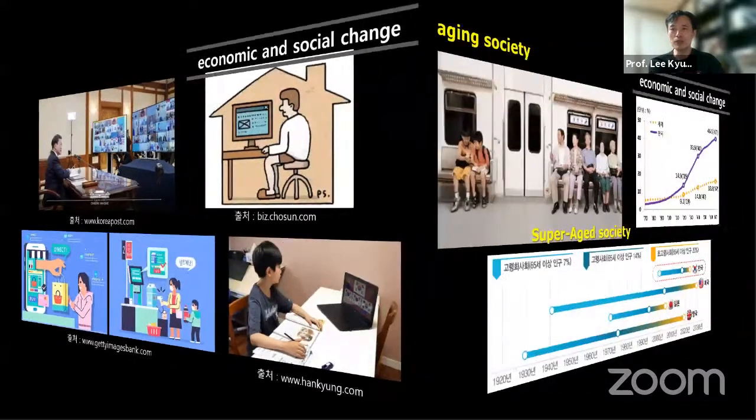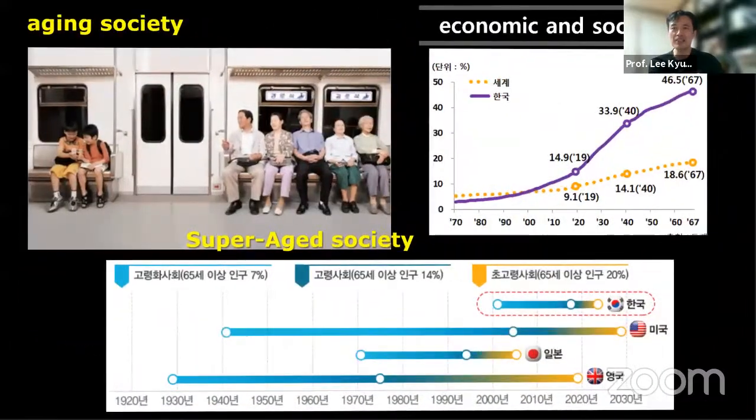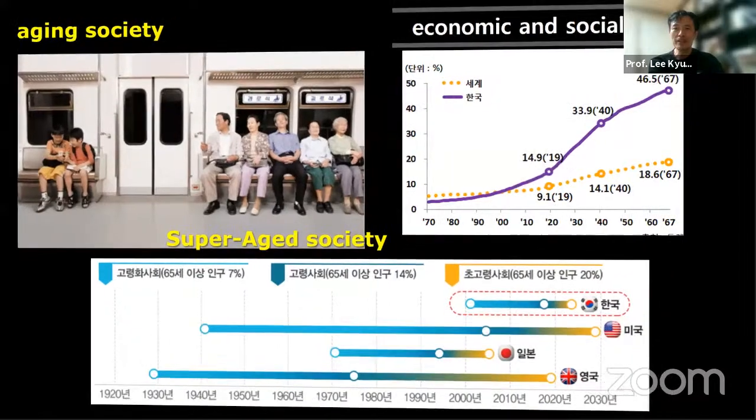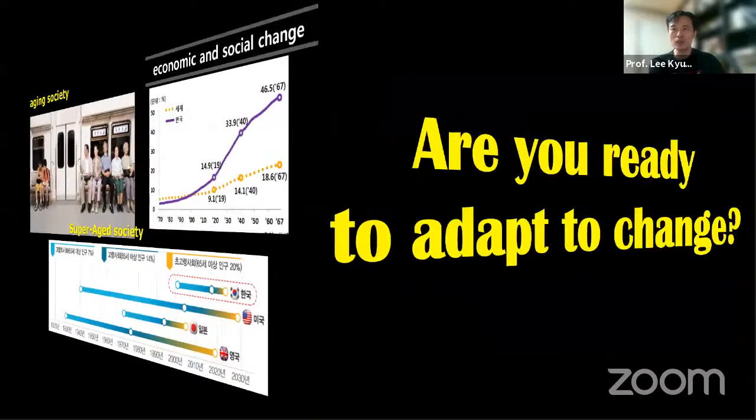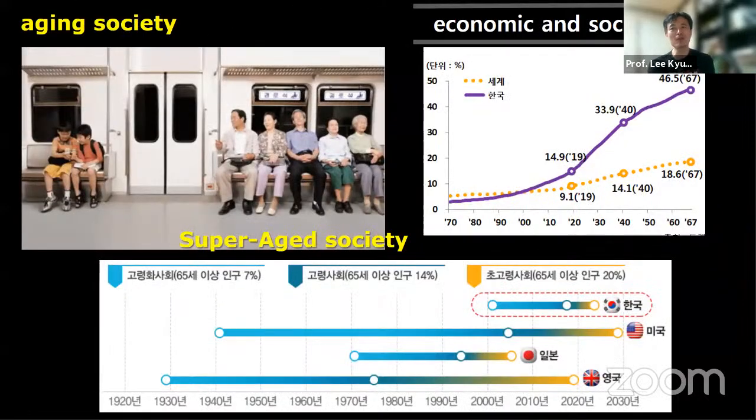And one more important issue is the aging society. If more than 20% of the total population is above 65, the society is a super aged society. Now in Korea, 15% of people are above 65, and the speed of aging is very fast. In 2014, 34% of people in Korea is above 65. We have to deal with this problem too.